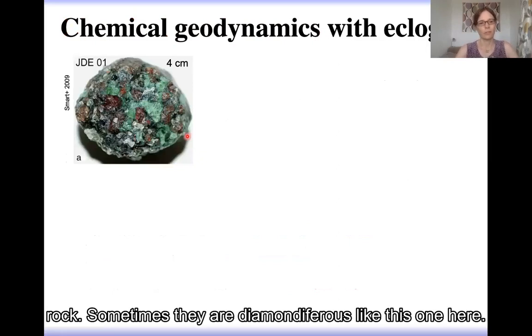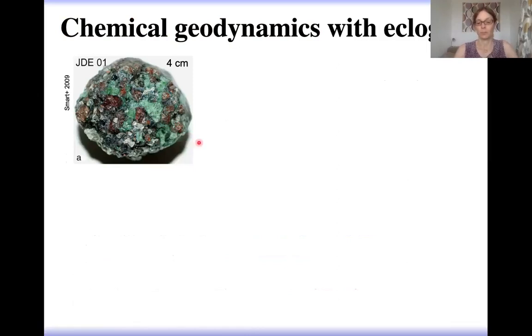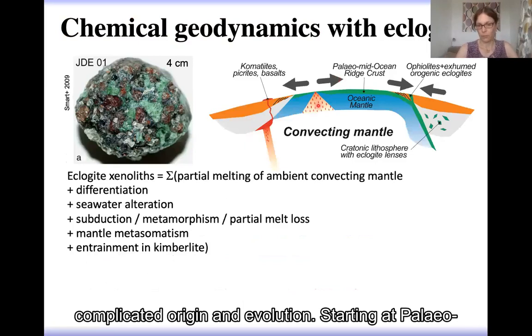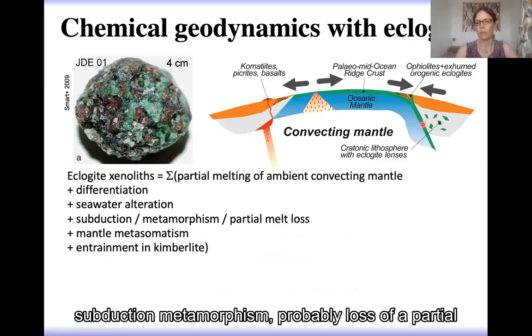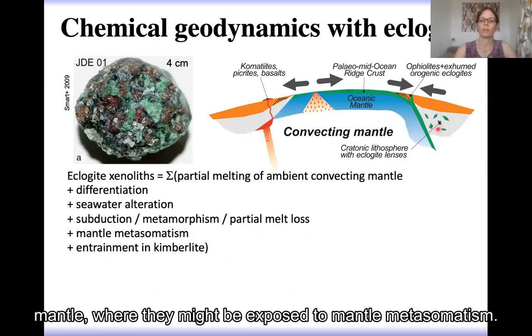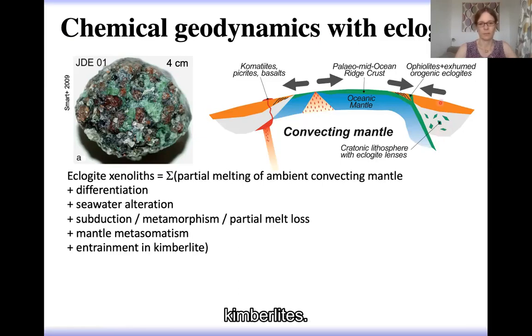Okay, here it is, an eclogite xenolith. It's a very pretty rock, sometimes diamondiferous, like this one here. But this simple mineralogy and almost innocent look belie a complicated origin and evolution, starting at paleo spreading ridges, followed by seawater alteration, then subduction, metamorphism, probably loss of a partial melt, before incorporation into the cratonic lithospheric mantle, where eclogite might be exposed to metasomatism, and then finally, billions of years later, exhumation with kimberlites.